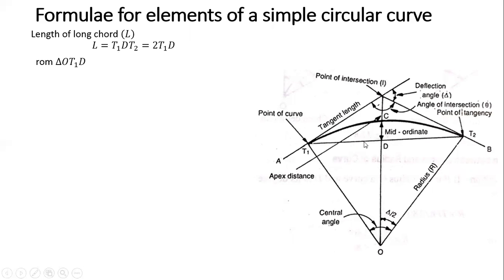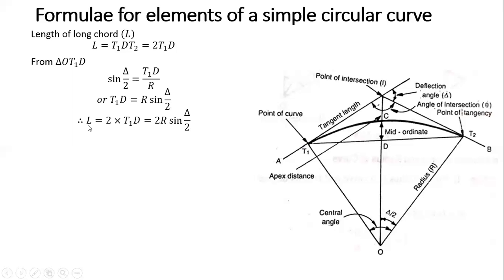So from triangle OT1D, sine of delta by 2 is equal to T1D divided by R. So we have to apply the sine theta formula. So T1D is equal to R sine of delta by 2. Just multiply it by 2 to get the total length. That is, L is equal to twice this one. So L is twice R sine of delta by 2.